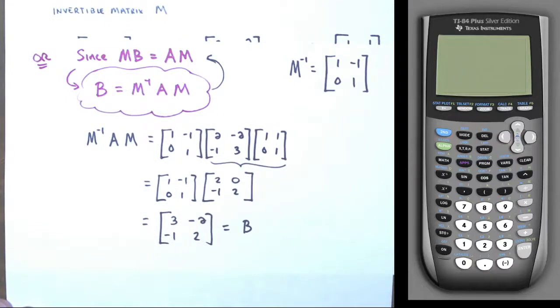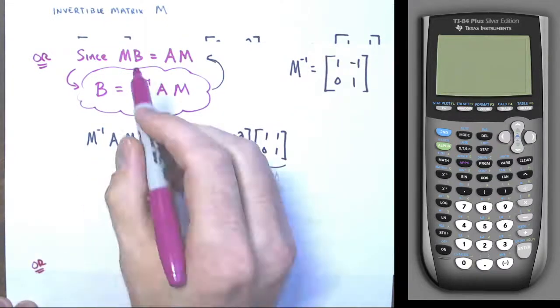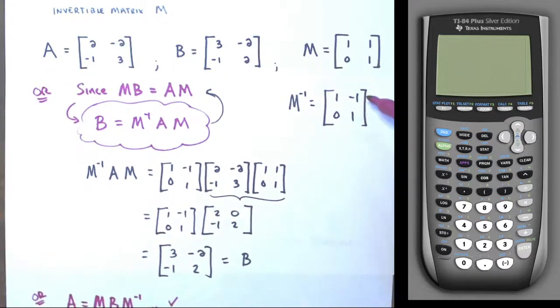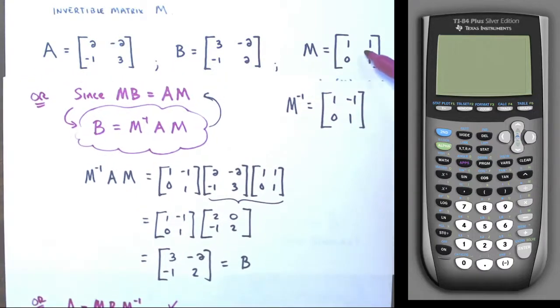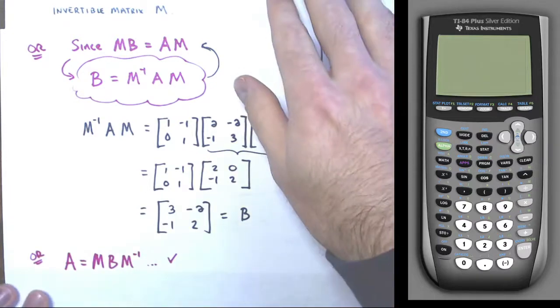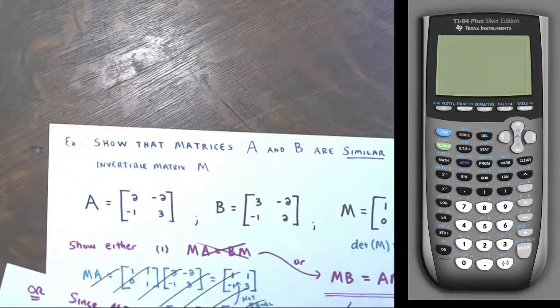A third thing we could have shown, since MB equals AM here, we could also try to show that A equals M times B times M inverse. And I'll leave that to you. All right, that should work though. If you take this M times B times M inverse, your final result should be A, right? If A and B truly are similar. Okay. So next example.